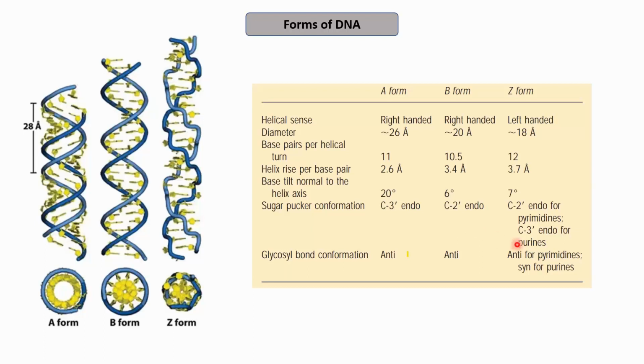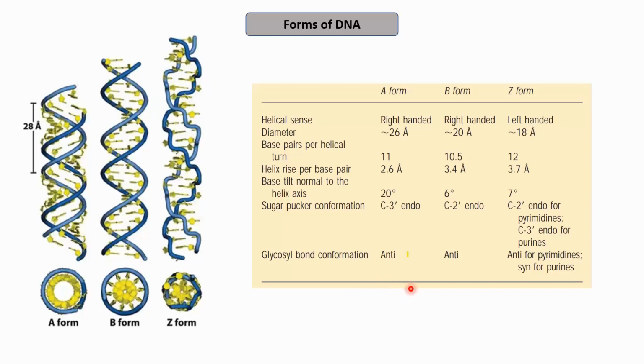And if I talk about Z form, then in case of pyrimidines which are present in the Z form of DNA, it is this C2 prime endo pucker formation, conformation of the sugar. And if I talk about the purines, it is C3 prime endo for the purines. The glycosyl bond formation in different forms of DNA.